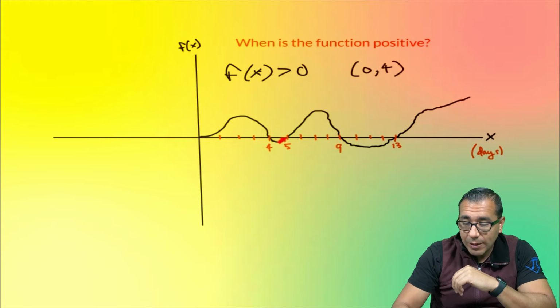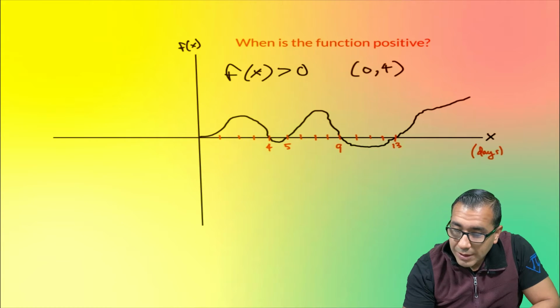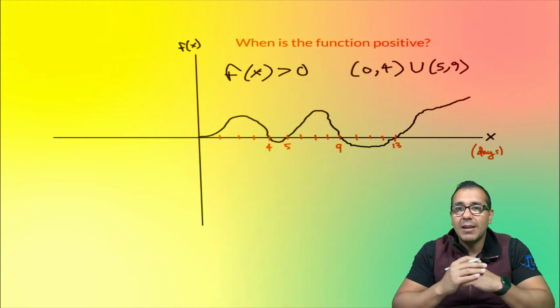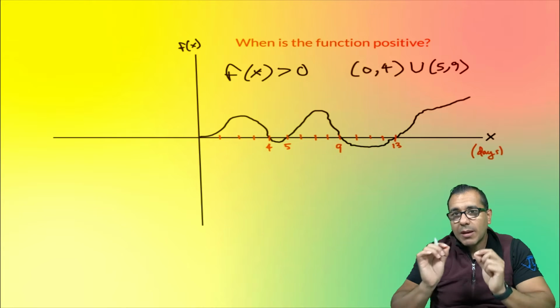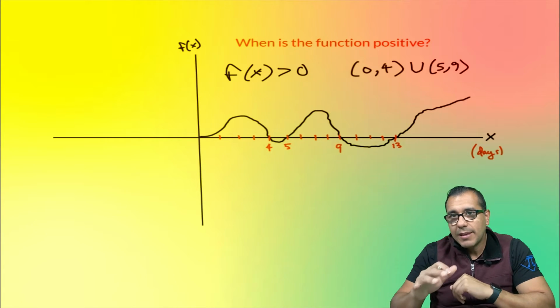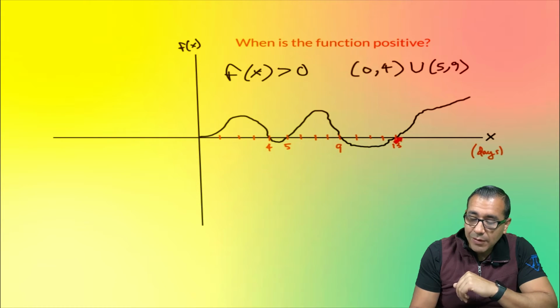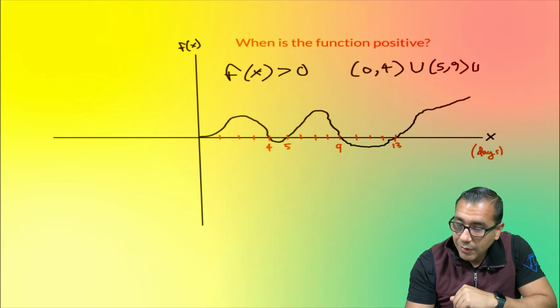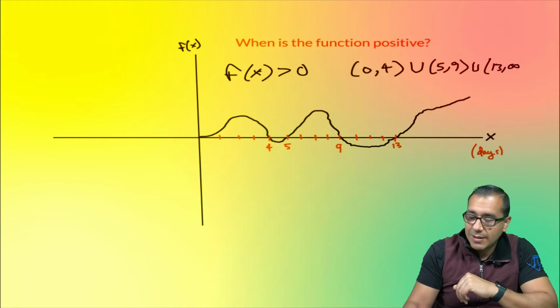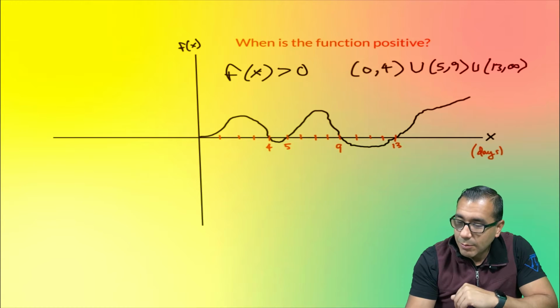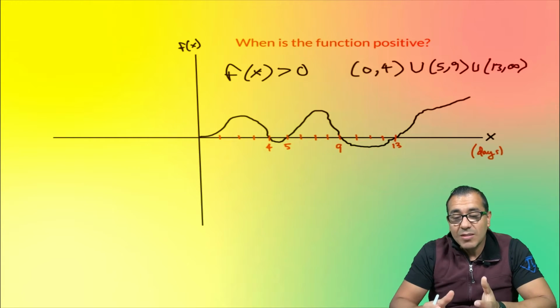Notice it's also greater than 0 from 5 to 9 there. So we put a union symbol, and then we go from 5 to 9. Again, because we're not looking at where it's equal to 0, we don't include those endpoints. That's going to be another key thing for you to understand as we move forward. And we can see that past 13 days, it was positive. So we say from 13, and let's just pretend it went on for infinitely many days. Let me do that parenthesis one more time, and there we go. So this is what we're looking for.